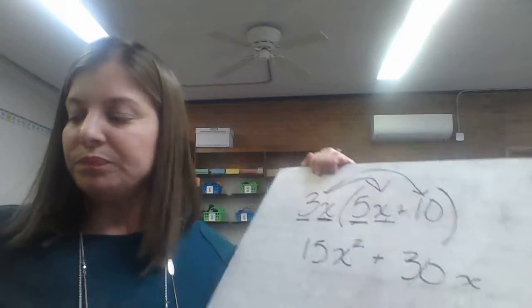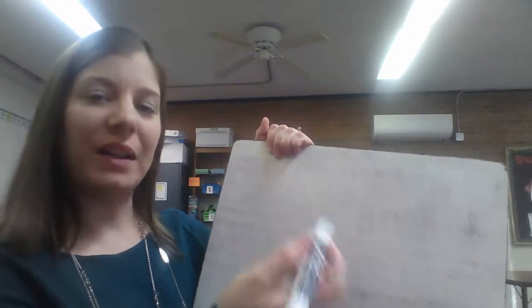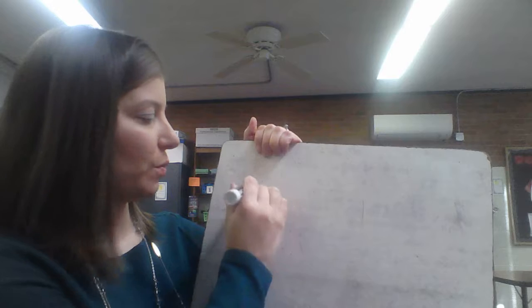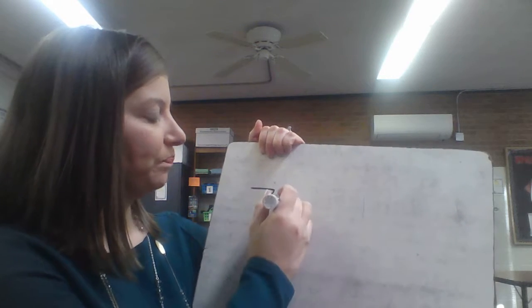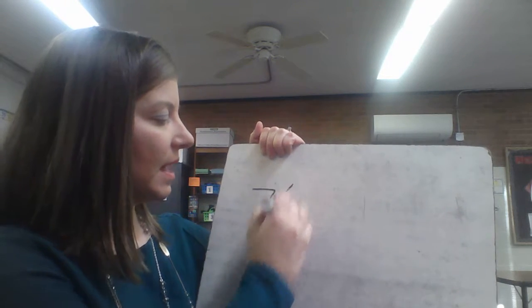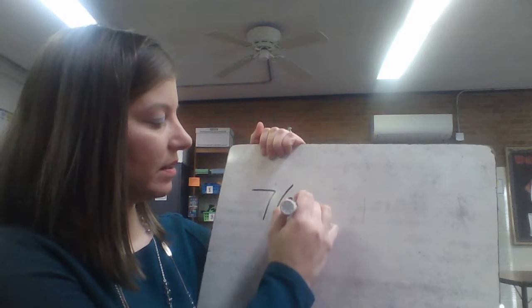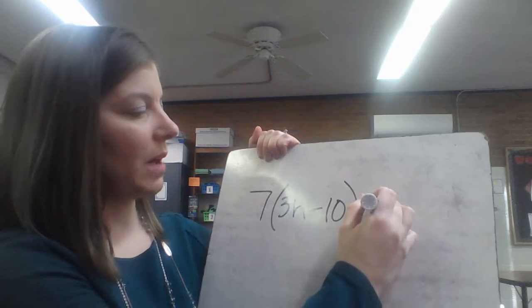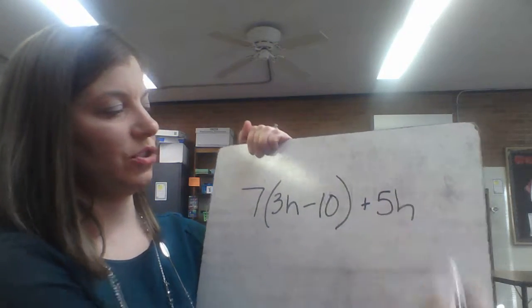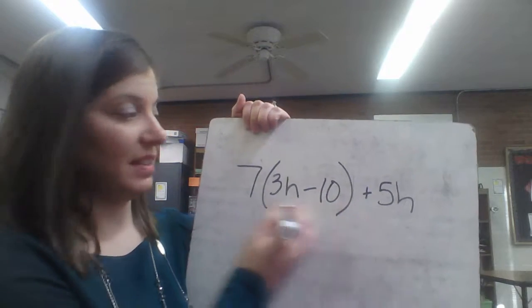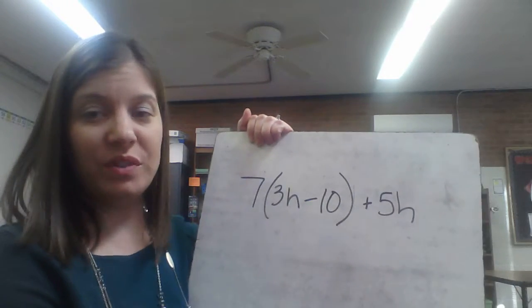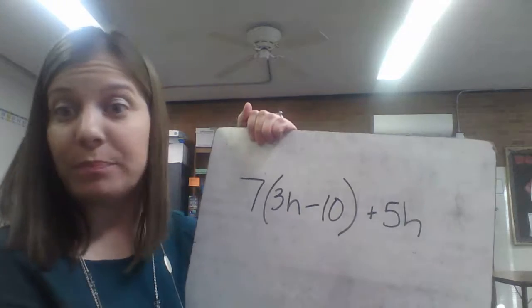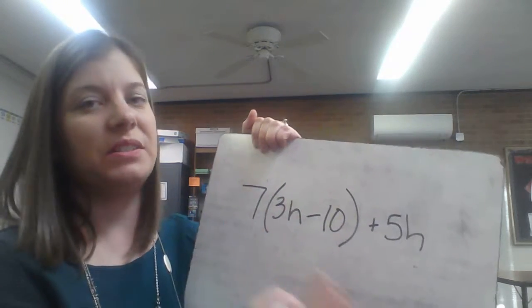All right. One more type of problem I want to show you with the distributive property. We'll go back to a basic one, but we're going to add another element here. So let's do 7 times 3h minus 10, and then I'm going to add here plus 5h. Okay, so I see those parentheses. First thing we got to do is get rid of those parentheses. They're bad. We want to get rid of them. That's our first step.